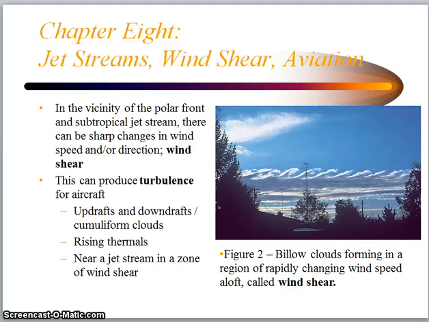This can produce turbulence for aircraft, updrafts and downdrafts, cumuliform clouds, rising thermals. If you're near a jet stream in a zone of wind shear, you can get bounced around in an aircraft. These are pictures of billow clouds, figure 2, forming where the jet stream is rapidly changing speed or direction. This is the end of PowerPoint Chapter 8A.